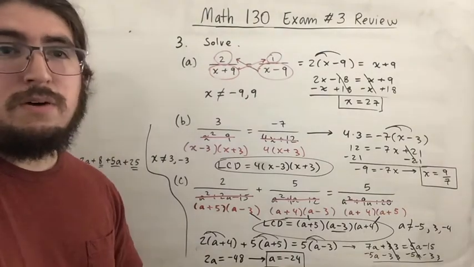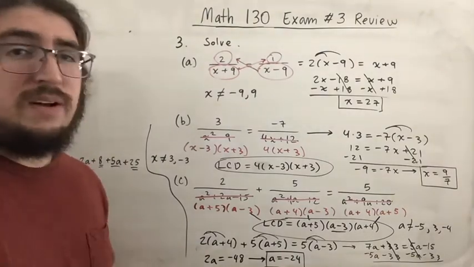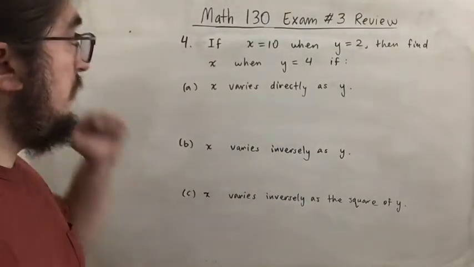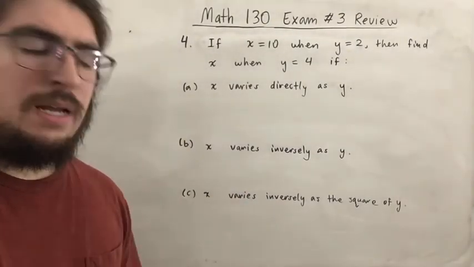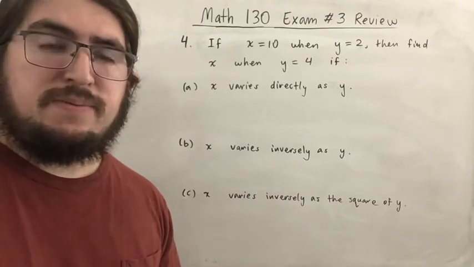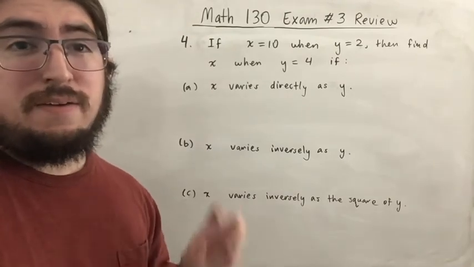I'm not going to do it though because of time. And now let's move on to number 4. All right, so now for number 4, we have kind of a word problem. This has to do with variation and different setups of variation. Honestly, this is not a very wordy problem.